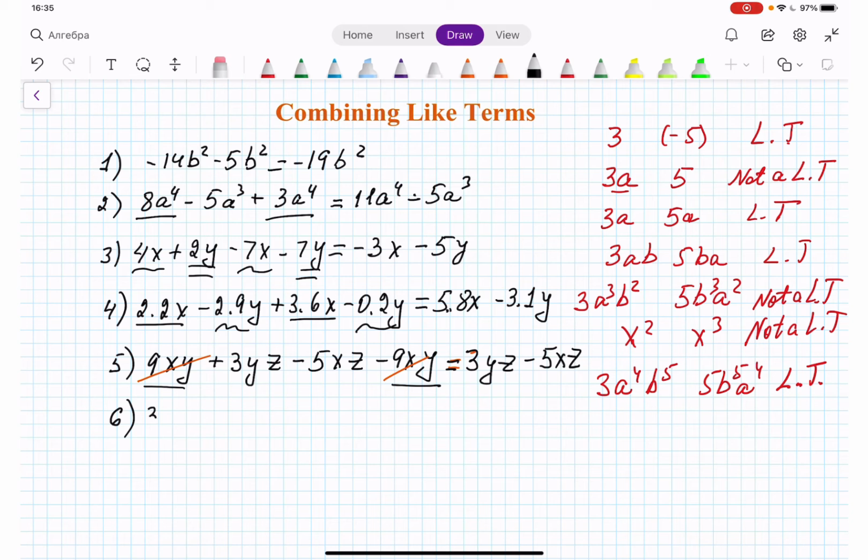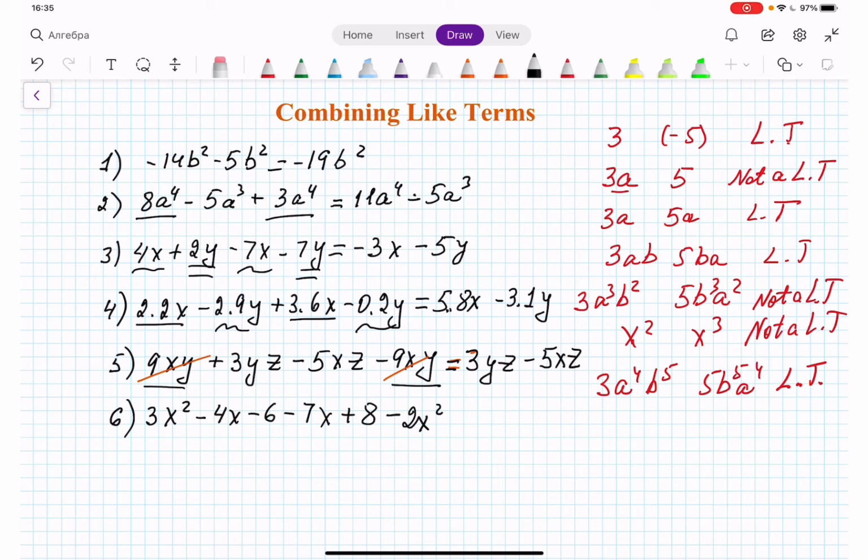3x squared minus 4x minus 6 minus 7x plus 8 minus 2x squared. Let me double check. 3x squared minus 4x minus 6 minus 7x plus 8 minus 2x squared.